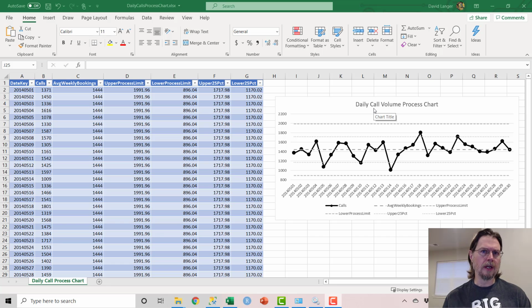I work in the call center. I work in customer service. I work in support, help desk, whatever. And I have this nice little handy dandy process behavior chart here that tells me about what's going on in my daily process, right? Call volumes every day. Calls come in, calls get serviced by my reps, whatever. Now here's where the real power comes in.